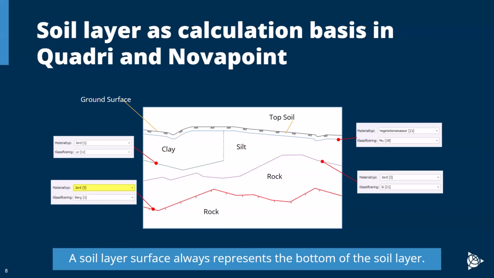A soil layer surface always represents the bottom of the soil layer. So if we, for example, have this ground surface on top and we have some topsoil below, we're going to add a layer that's a little bit below the ground surface, and the area between this layer and the ground surface will be our topsoil.